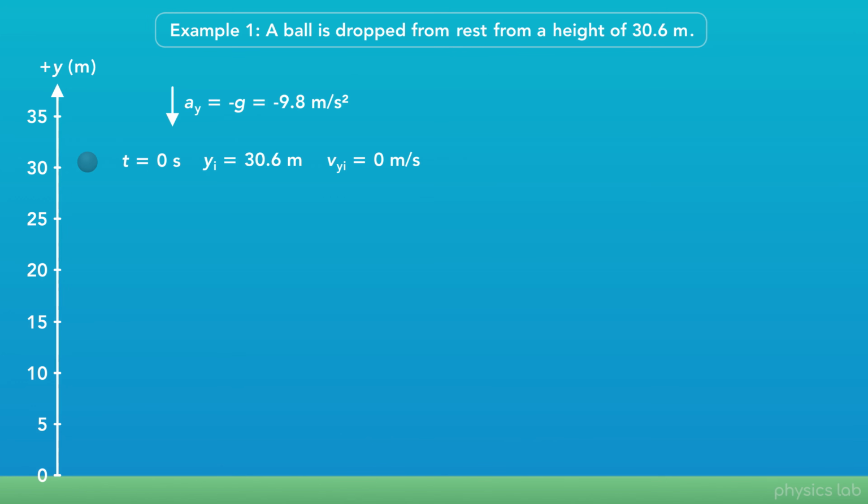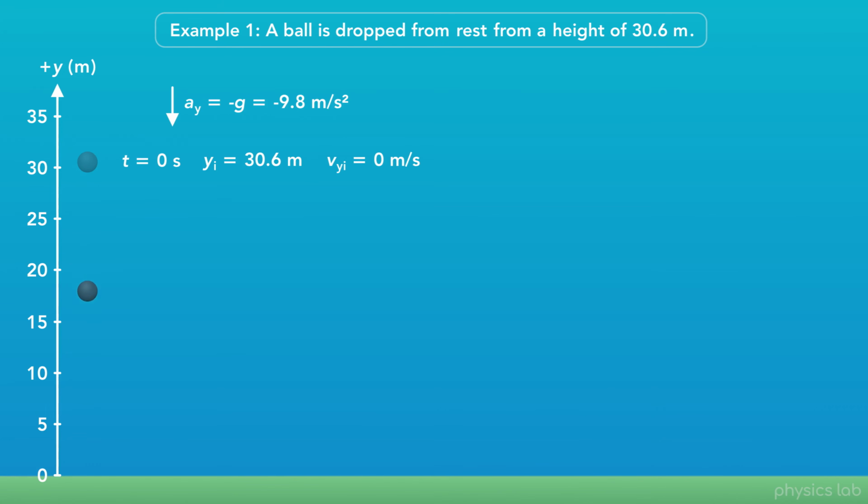Now, to get a better idea of how this motion works, let's explore one-dimensional projectile motion using this scenario. So, a ball is dropped from rest with no initial velocity from a height of 30.6 meters. We're using a ball in this example, but everything we're going to see applies to any object. Since we're ignoring air resistance, all objects accelerate downwards at the same rate, so they all follow the same motion.